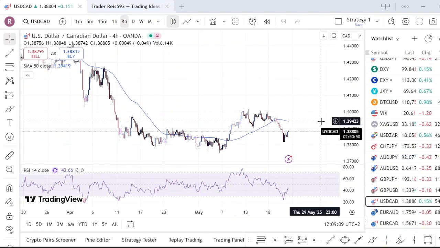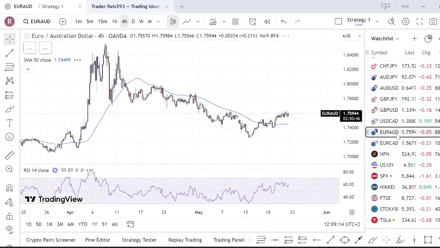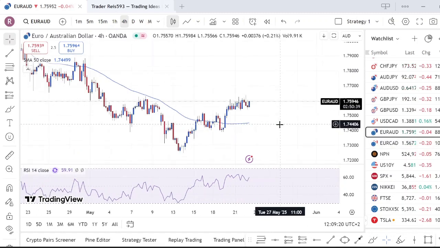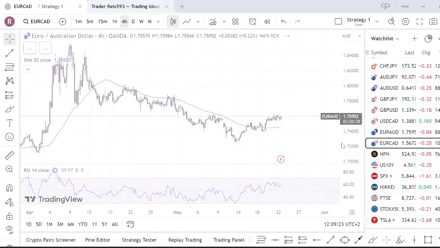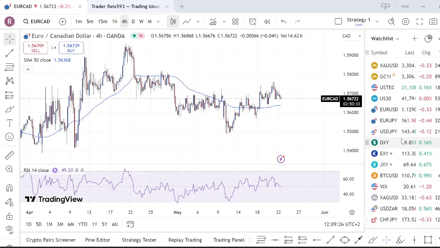USD CAD, not been my favorite pair, so I'm not even going to take a look at it. Euro AUD consolidating, not really massive moves per what we can observe, so staying out. Same with Euro CAD. So yeah, that's pretty much the currency analysis. I do know we have fundamentals today, so let's take a look at what fundamentals we have.